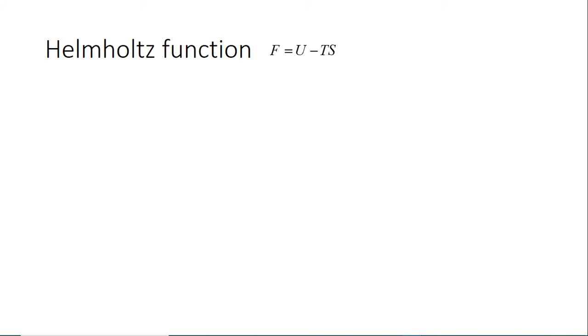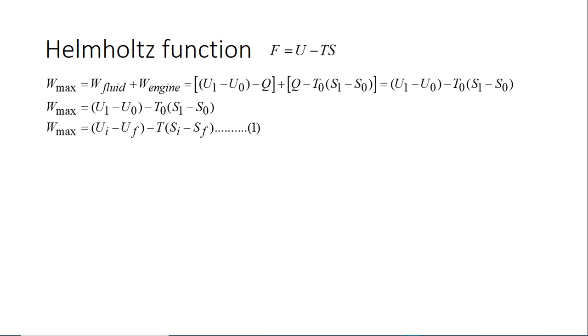So we'll see what is the concept behind this Helmholtz function. While deriving availability of closed system, we had seen this equation. W max was, this was before subtracting the surrounding work, W of surrounding. So W max was W of fluid plus W of engine. We got this equation. Now what is Helmholtz function F? It is U minus Ts.